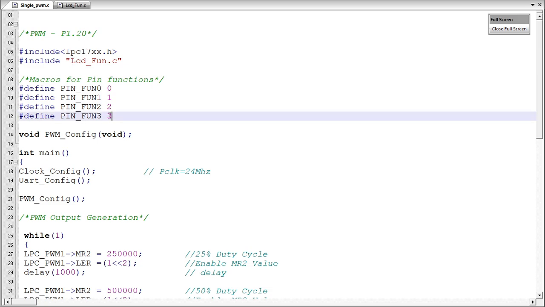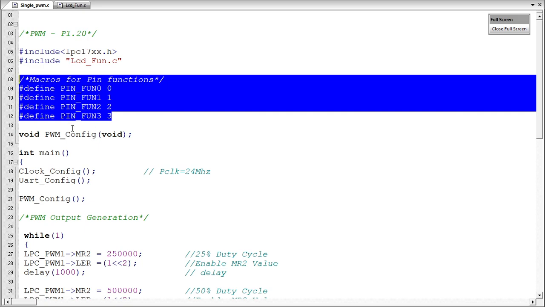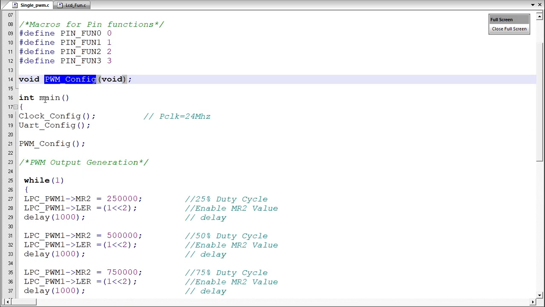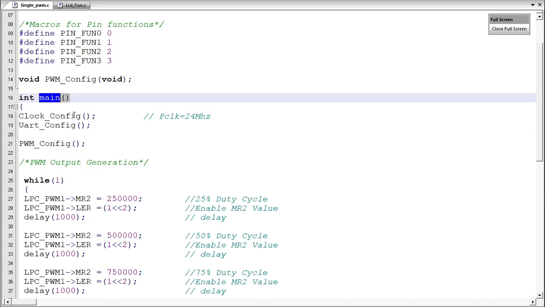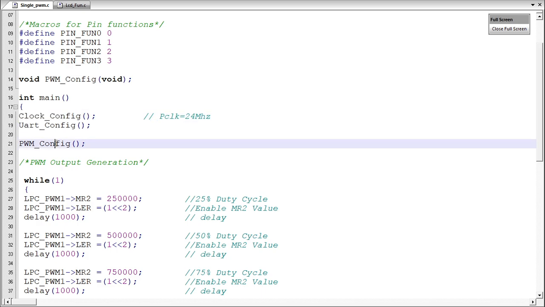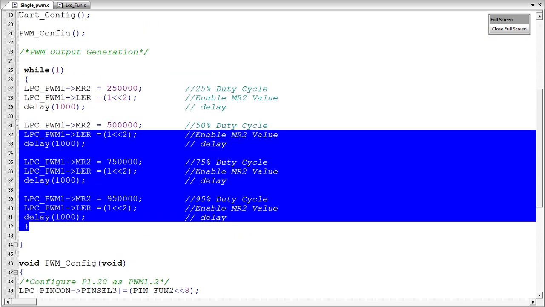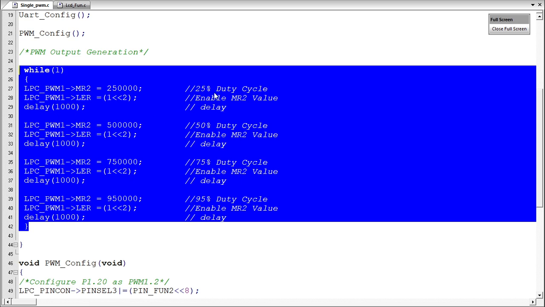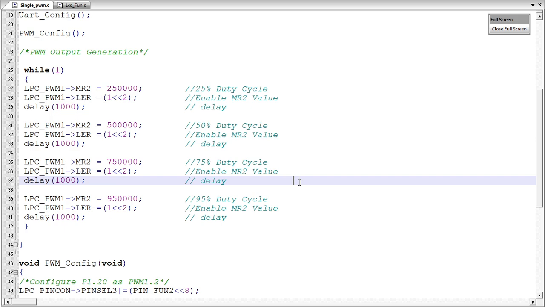So this is your pin function selection, and this is your PWM configuration. This is your integer main. This is clock configuration, UART configuration, PWM configuration, and in while of one, I'm generating different duty cycles of your pulse width modulation: 25%, 50%, 75%, and 95%. And this is kept in a while of one, so that it will run continuously, for every 1 second.